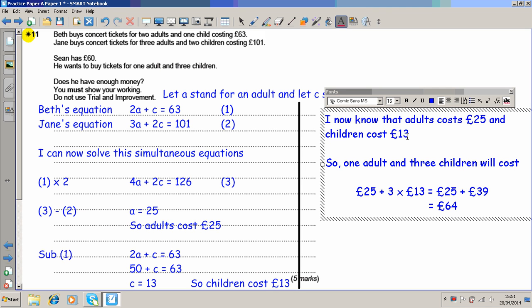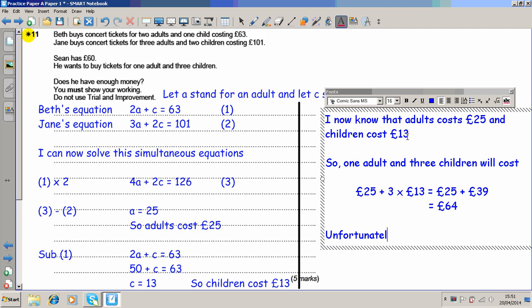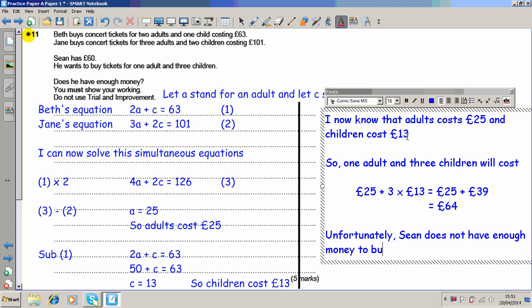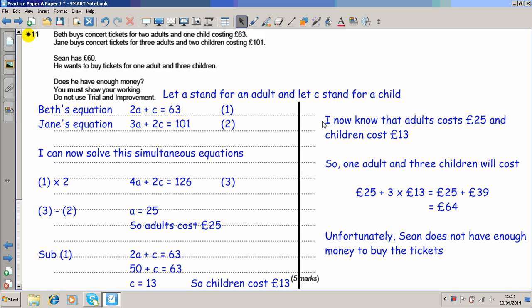it's £64. So unfortunately, Sean does not have enough money to buy the tickets. I guess he's going to have to choose who his favourite child is to take with him. Favourite 2 children to take with him, and leave the one he doesn't like at home. Something like that. Alright, so hopefully that makes sense.